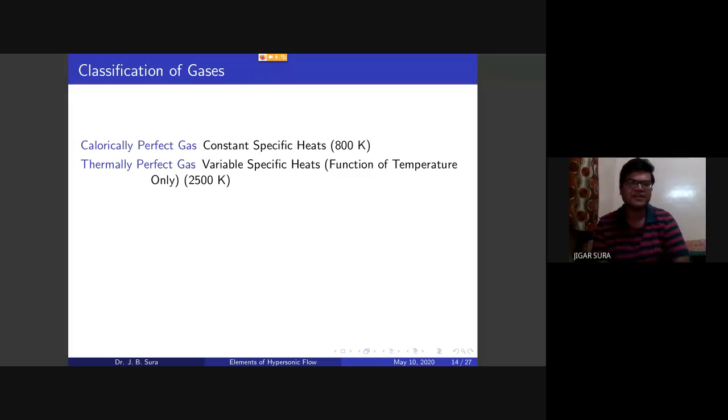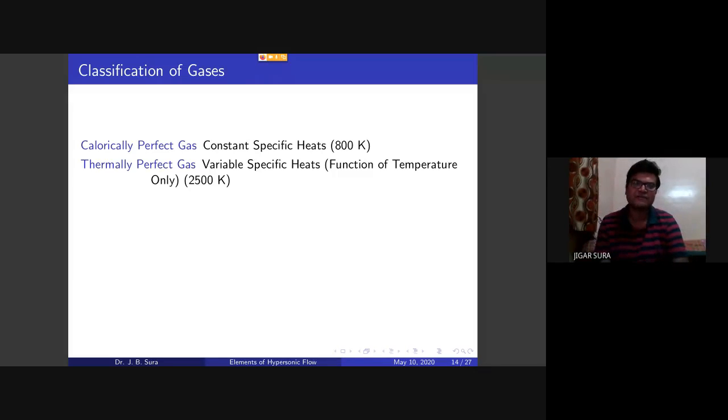Then life becomes a little difficult when you go into the thermally perfect gas regime, where you have variable specific heats. But these specific heats are a function of only temperature, nothing else. So pressure is still out of the question. And up to 2500 Kelvin, you can talk about thermally perfect gas. The benefit of this thermally perfect gas assumption is, when you are on the ground and you use ground-based facilities, you don't reach more than 2500 or 3000 Kelvin temperature in experimental facilities for hypersonic flow.